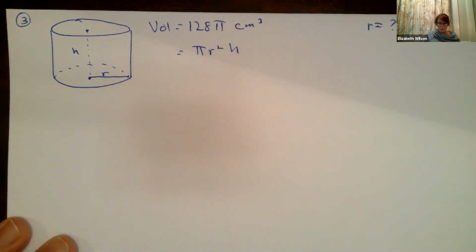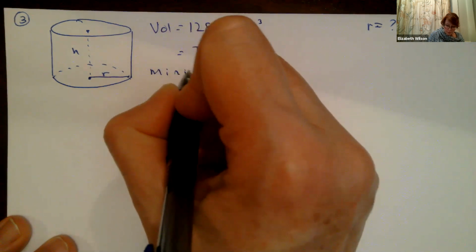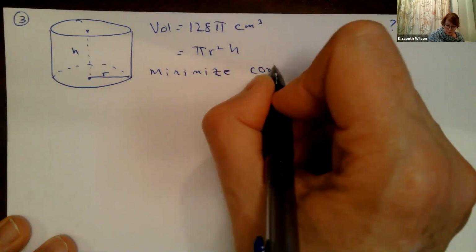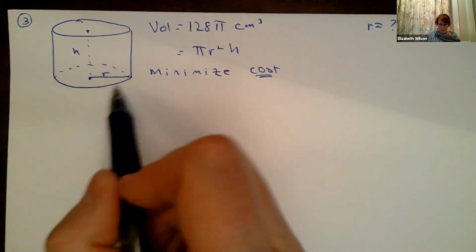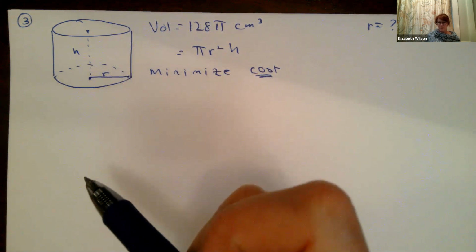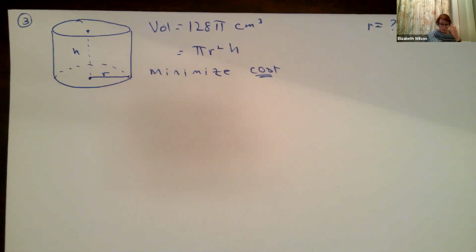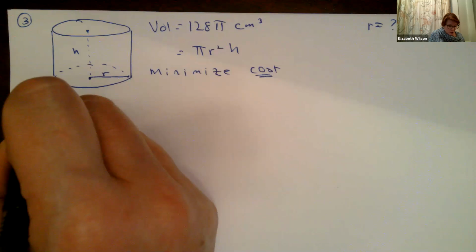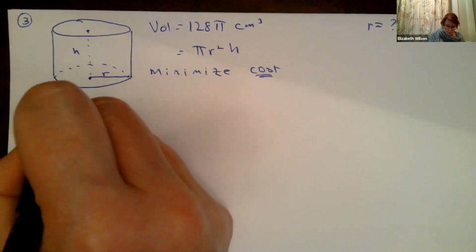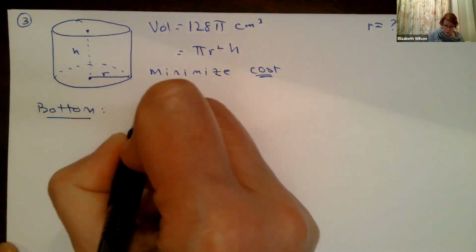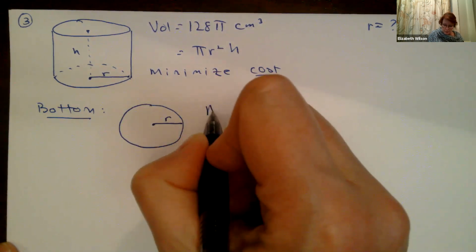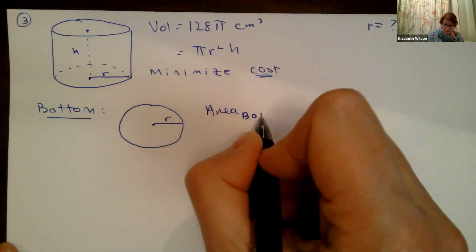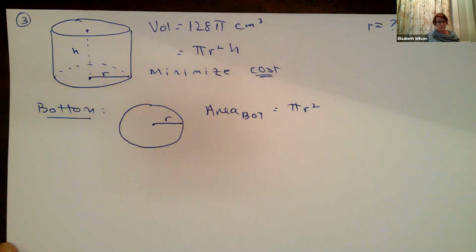They tell me the cost, and I need to minimize the cost. The cost of the base of my cup is different than the cost of the sides, so I have to add those up differently, plus I have different geometry on each. So let's draw them out. Here's the bottom of the cup. It's a circle with a radius, and the area of the bottom is equal to pi r squared.